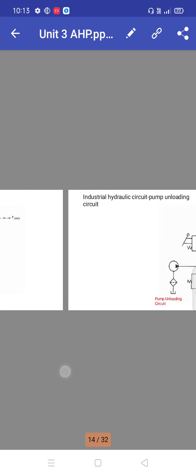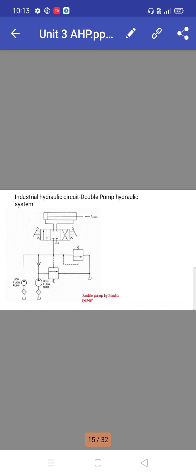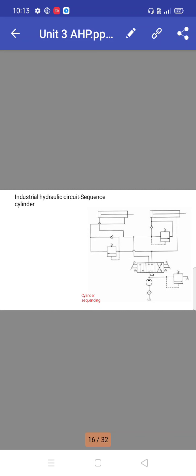Industrial hydraulic circuit, it's a regenerative circuit. Then the industrial hydraulic circuit and loading circuit. Industrial hydraulic circuit, double pump hydraulic system, and hydraulic circuit sequencing cylinder. Sequencing cylinder means what will be the priority to the machines, that is specified as sequence cylinders. So sequence cylinder means it should be placed or accommodated likewise. So depending upon the requirement, we can place the system.